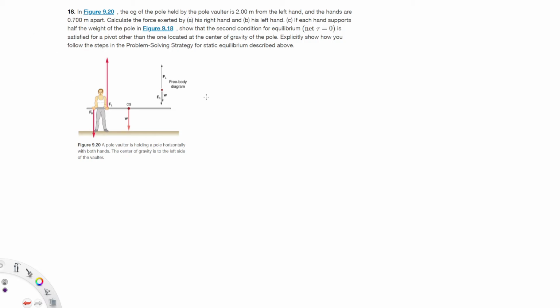All right. So the center of gravity of the pole held by the pole vaulter is 2 meters from the left hand, and the hands are 0.7 meters apart. Calculate the forces exerted by his right hand and his left hand, if each hand supports half the weight. Okay, and then we'll go on to a slightly different problem.